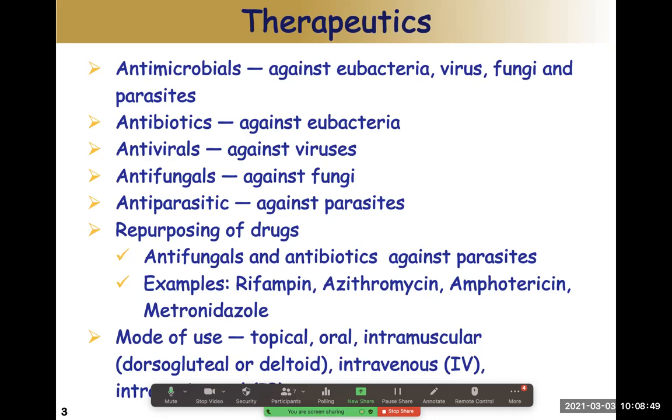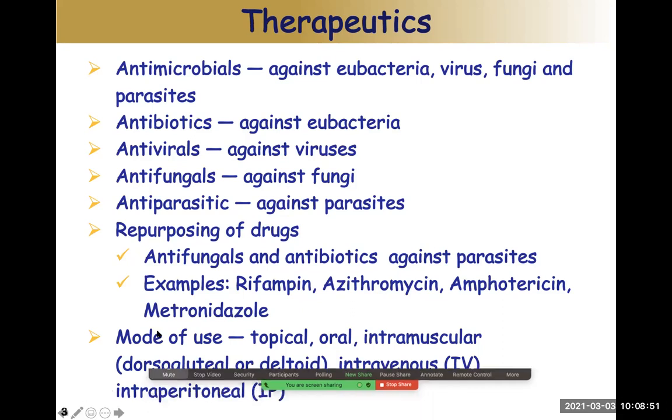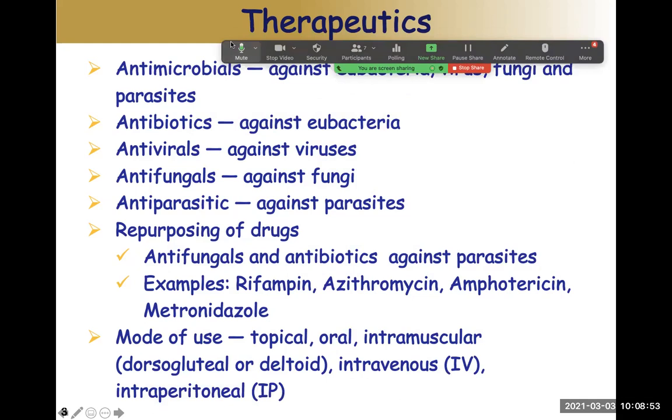The mode of use could be topical, where you can use it as a wipe on your skin. Oral, you can take as a pill or liquid, or intramuscular, where you inject through your muscles, either dorsogluteal, which is your butt, or deltoid, which is your shoulder muscles.